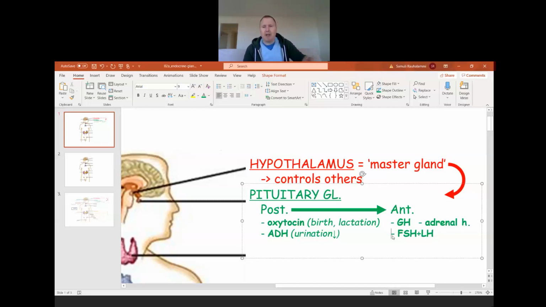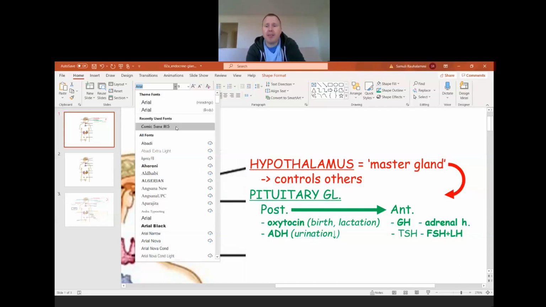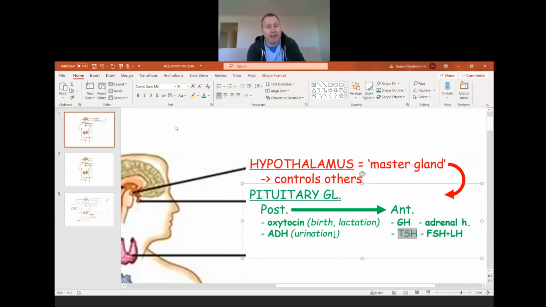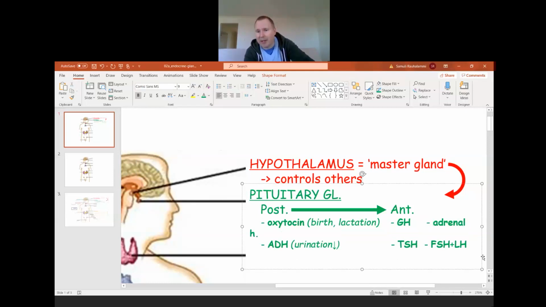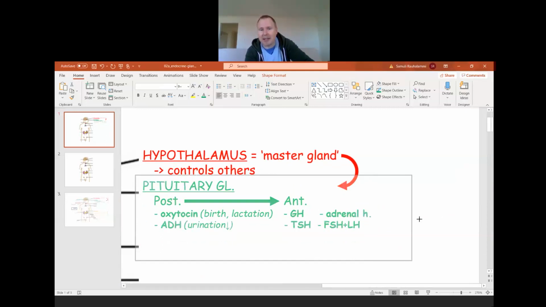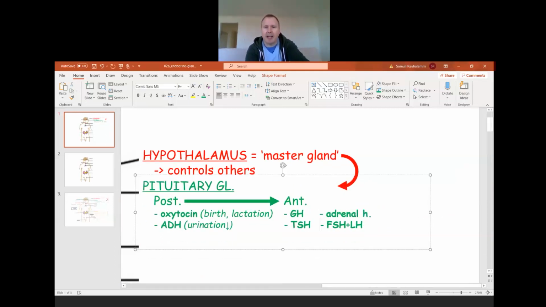Another one that I do want to mention here for the anterior pituitary is abbreviated as TSH. TSH stands for thyroid stimulating hormone. And if you have this in a different order than I do, not to worry. There's really no right or wrong way to do this. I'm just listing them as they come to my mind in terms of importance. So TSH, standing for thyroid stimulating hormone, controls the release of hormones from our thyroid gland. And we'll have a look at the thyroid gland as the next one.